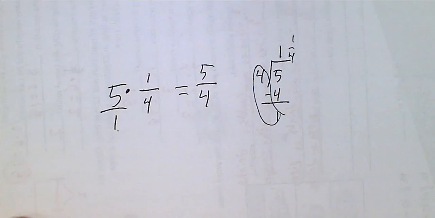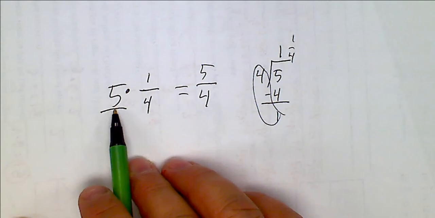So, what you need to understand is, anytime you have a whole number, put it over 1. Okay?